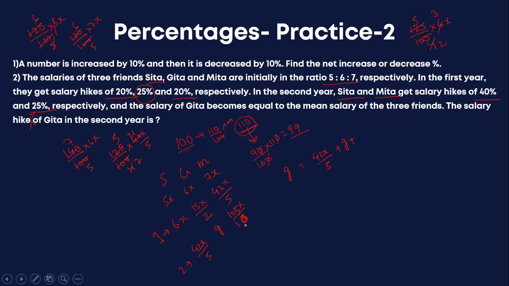If it is 105x by 10, I can reduce it further by cancelling with 5, right? 5 was also cancelling 21. So this will be 21x by 2, because it's better to cancel and reduce it as much as possible. So Geeta's salary is equal to Sita plus Geeta plus Mita, right, divided by 3. That's what it is, because that is equal to the mean.